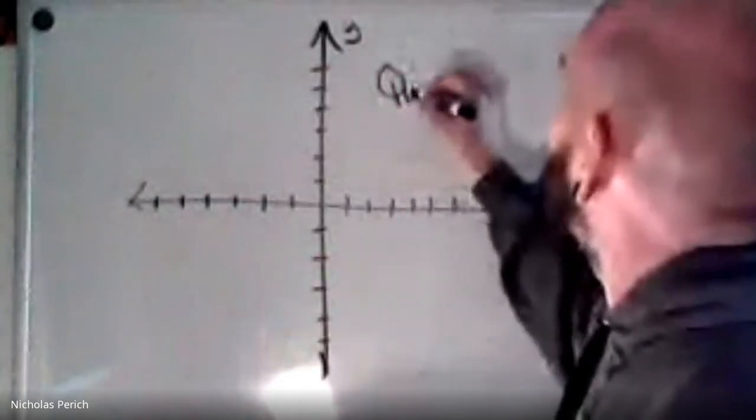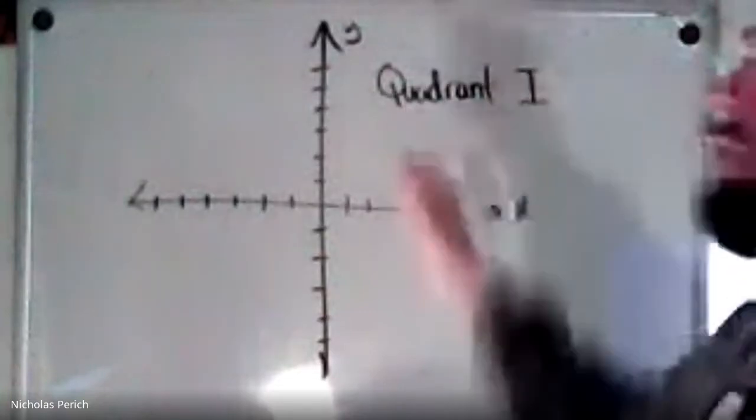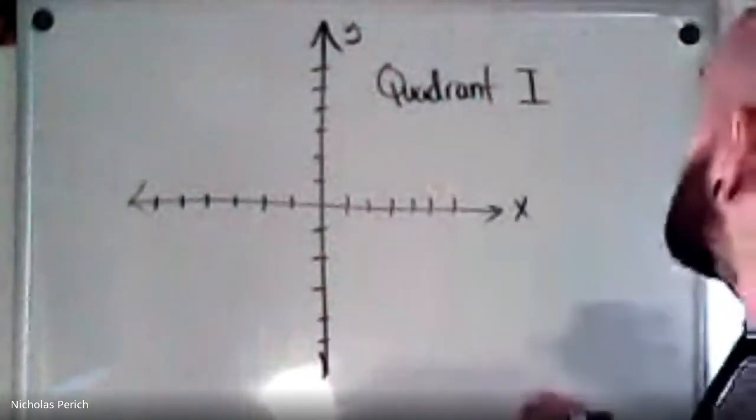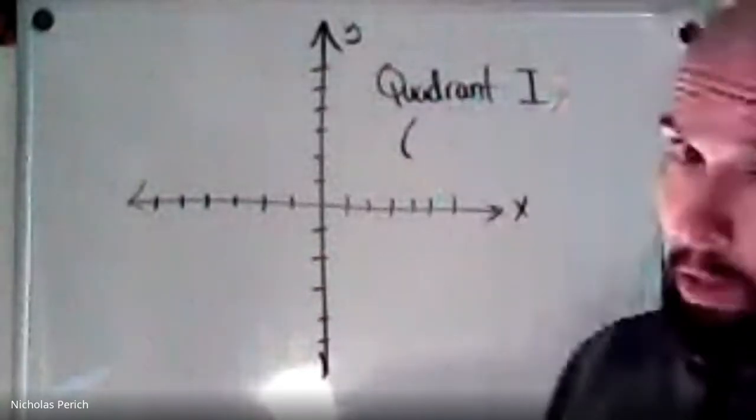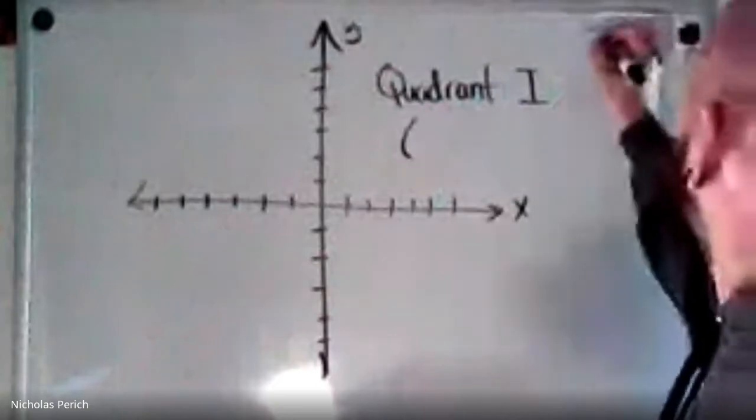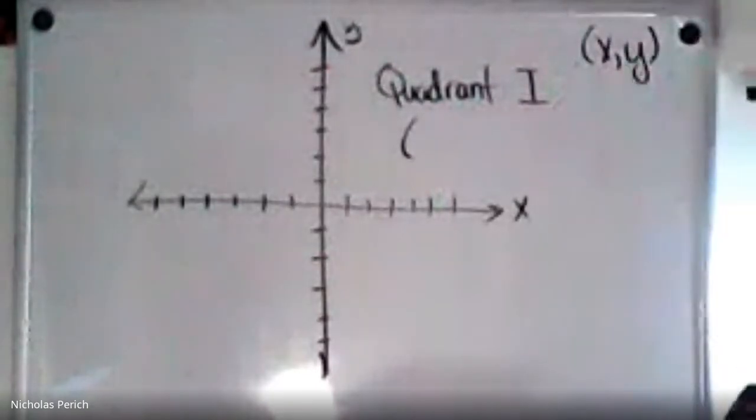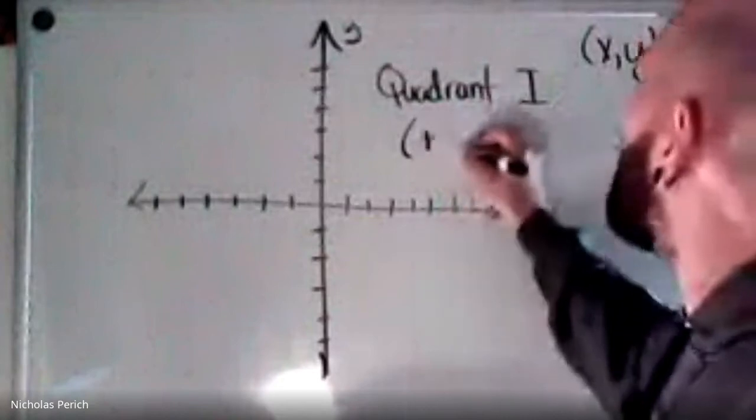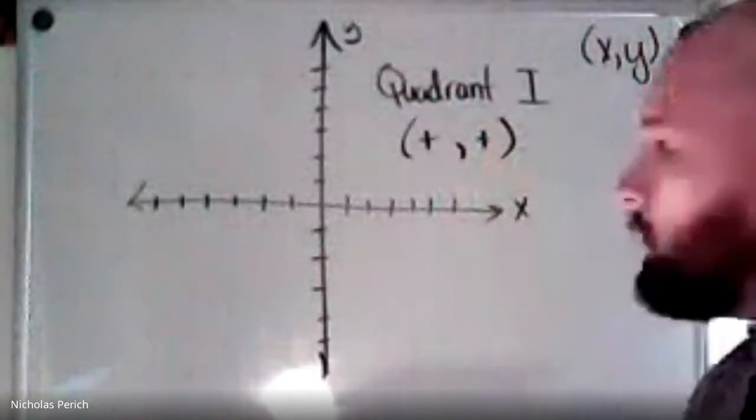Okay. Quadrant 1 is the quadrant on the top right. Those are the points that, remember, points are given to us in XY format. So quadrant 1 would be given to us as a positive X number and a positive Y number. Okay.